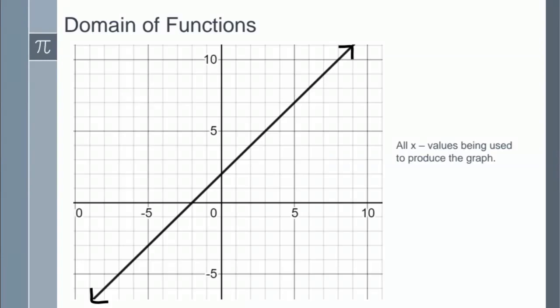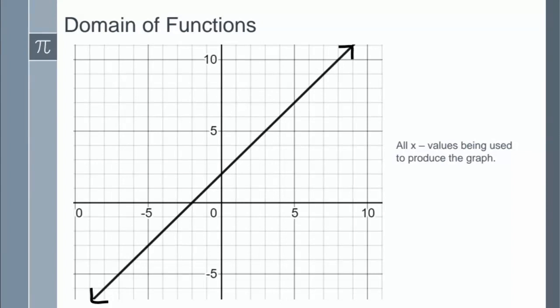All right, so now let's review domain. I did a brief mention of domain when I was evaluating functions, but let's look at it closely. The domain of a function refers to all the x values being used. Here I have a graph of a line. This line has arrows on the left and right side of it. So this means that this line is going forever to the left and forever to the right.